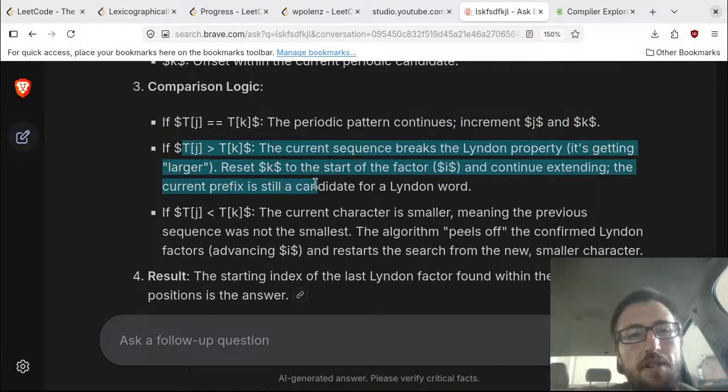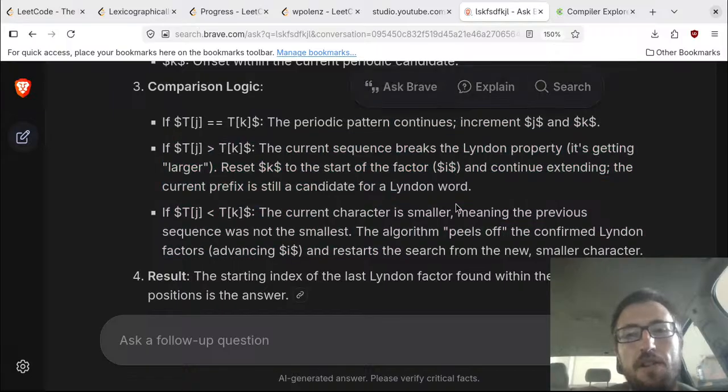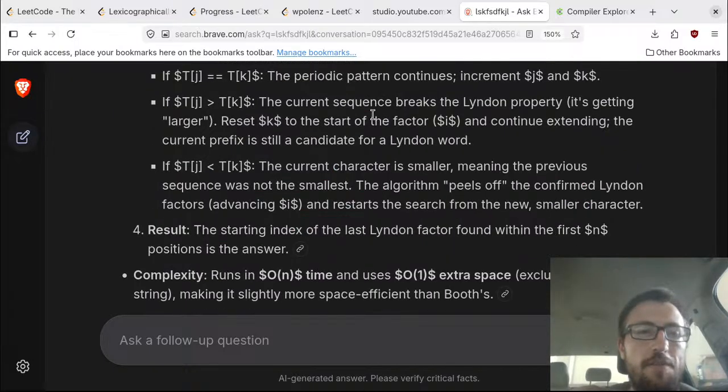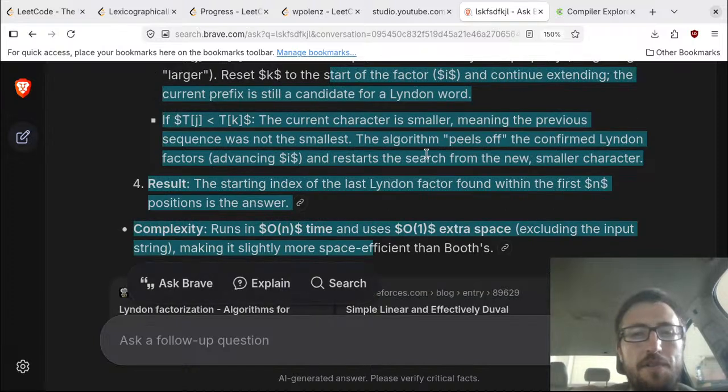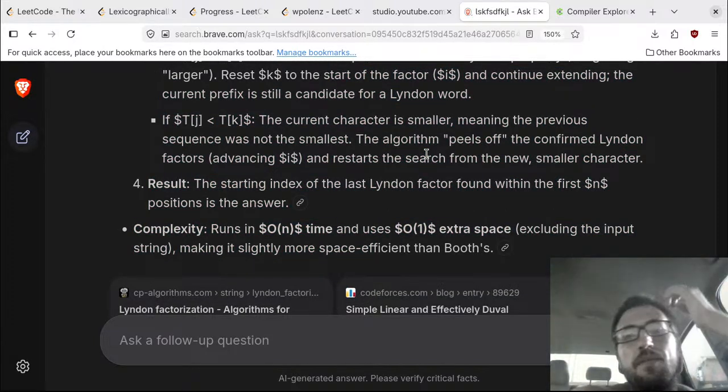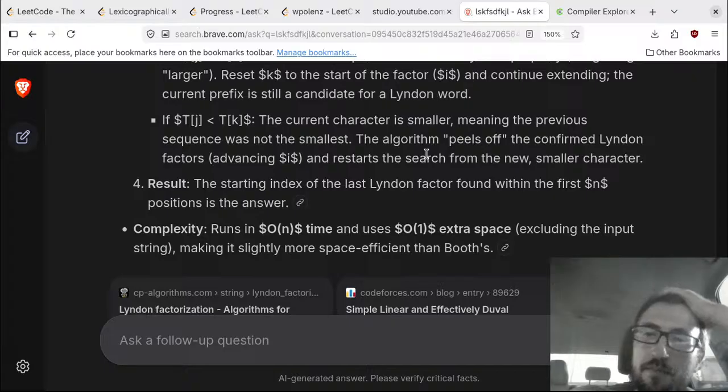If T of j is greater than T of k, the current sequence breaks the Lyndon property. It's getting larger, so reset k to the start of the factor i. Continue extending; the current prefix is still a candidate for a Lyndon word. If T sub j is less than T sub k, the current character is smaller, meaning the previous sequence is not the smallest. The algorithm peels off the confirmed Lyndon factors, advancing i, and restarts the search from the new, smaller character. The resulting index of the last Lyndon factor found within the first n positions is the answer.